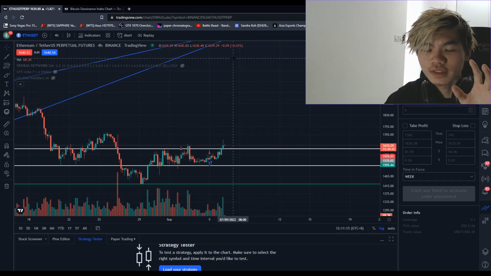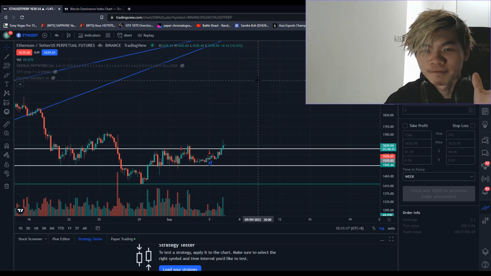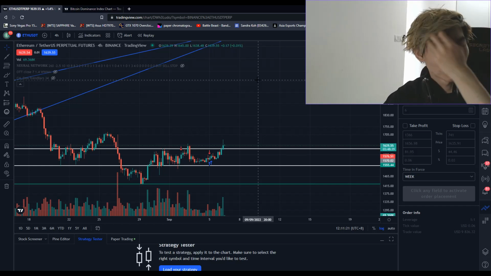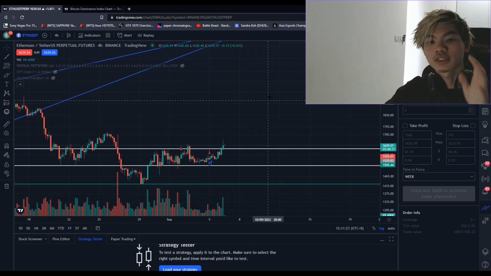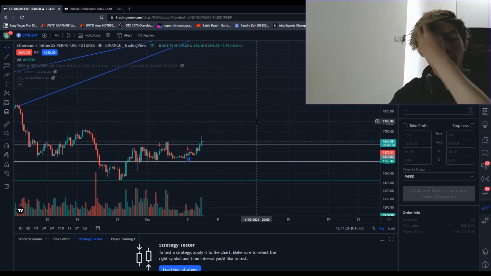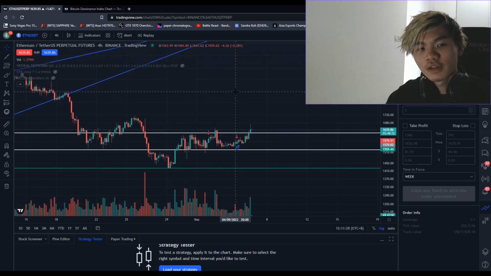Sorry, it doesn't matter if it's at the top of the candle or the middle of the candle or at the bottom or anything really, as long as it touches the candle. The more candle it touches, the more reliable it is. So after that, let's look.